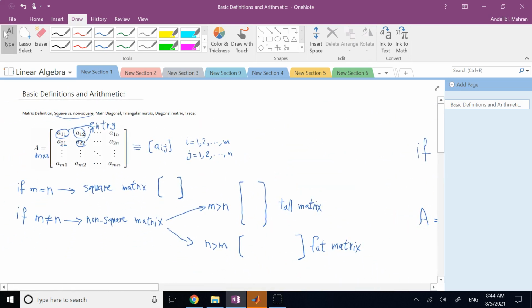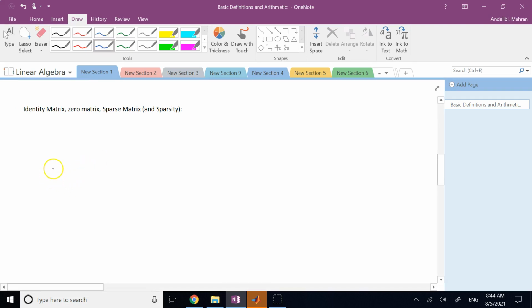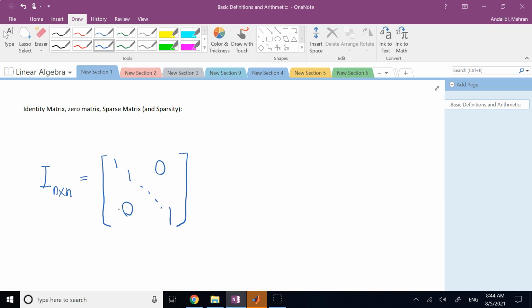Definition of matrix, square versus non-square, main diagonal, triangular, diagonal matrices, and trace. Let's move on to the next part. There are some special types of matrices: identity matrix, zero matrix, and sparse matrix. So the identity matrix I is a matrix that is first of all square, second of all diagonal. So it is definitely a diagonal matrix, and all of the entries on the diagonal are 1. And everywhere else it is all 0. Okay, we call it an identity matrix. What's so special about it? I'll show you in a second.